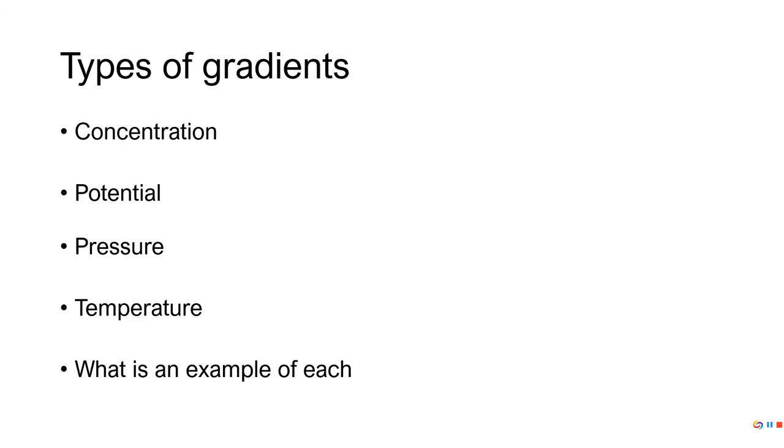Okay, I'm not going to go through an example of each here, but I want you to think about this. What's an example of a concentration gradient? What's an example of an electrical potential gradient? What about pressure and temperature? Okay, and we'll talk about these more specifically in class, and we'll tie them into exercise specifically.